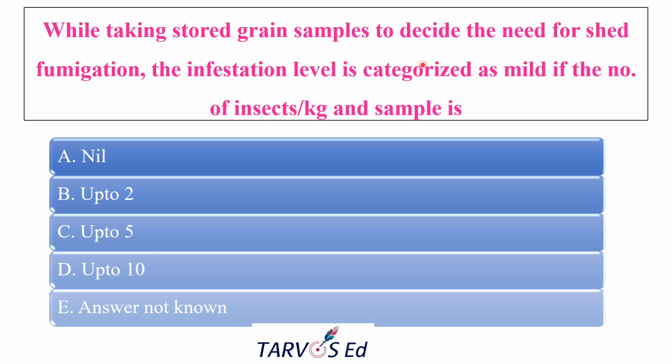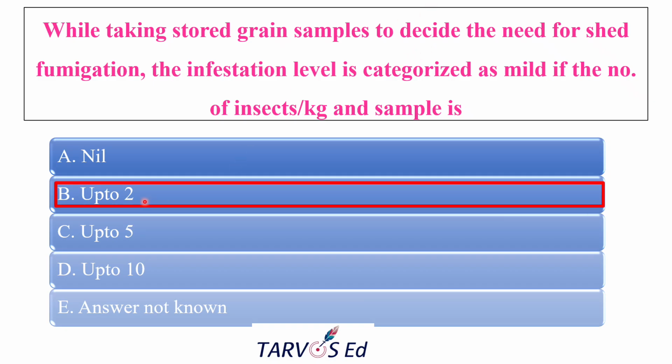Then there will be an exposure period. The shed will be kept closed for 5 to 7 days. So the gas will diffuse completely and kill all the stages of insects, whichever are present inside the grains, bags, and structures. After the particular days, the shed will be opened again and ventilated for 2 days before handling the grain. So that's how this is done.